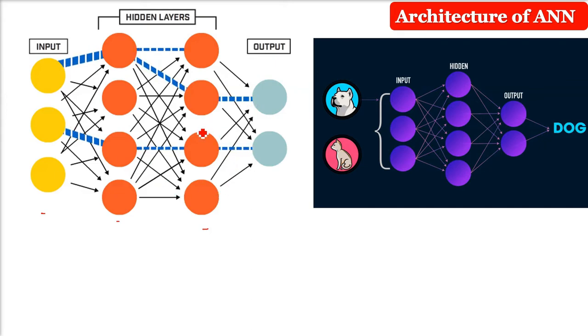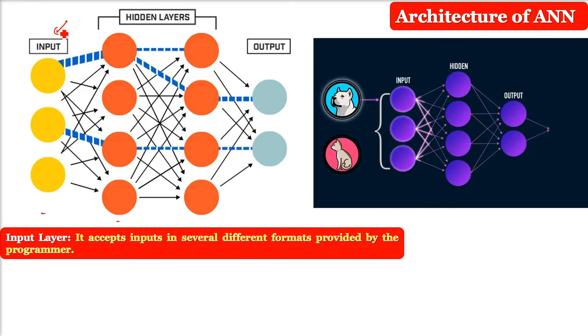An artificial neural network primarily consists of 3 layers. The first one is the input layer. This input layer, as the name suggests, accepts input in several different formats provided by the programmer. So this is the input layer.